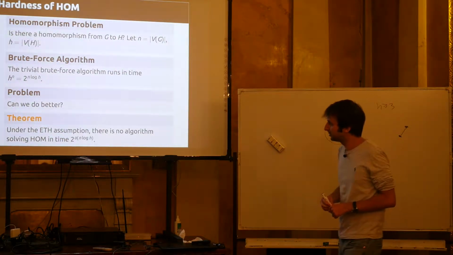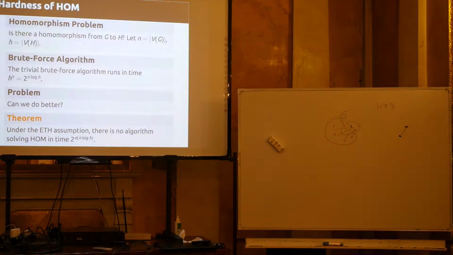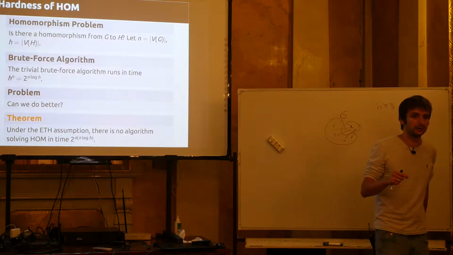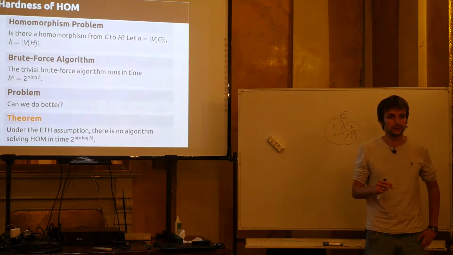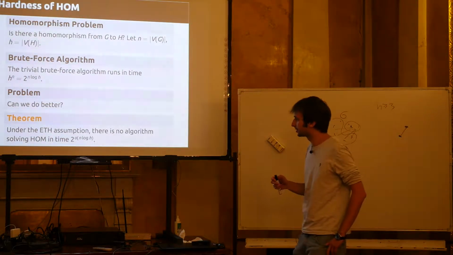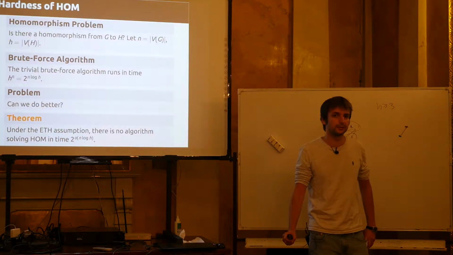And for every H, which is a function of n and which is at least 3, we prove that your running time must be at least 2 to the n log h, with some constant in the exponent. H is a function of n. H can be like log n or 2n. It's an arbitrary, efficiently exponential-time computable function of n, which is always at least 3.